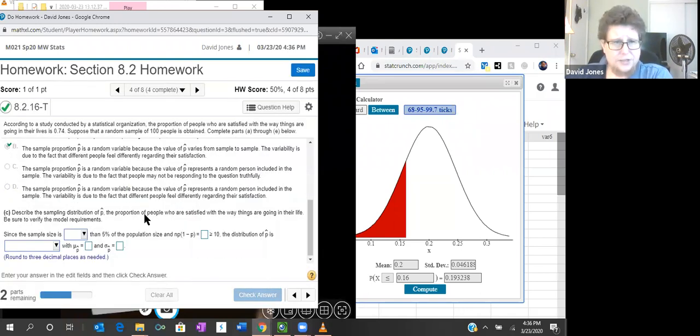All right, so describe the sampling distribution of p hat. This is where they're going to ask us, do we meet the criteria? So let's look at the criteria. Notice up above, we've got p is 0.74, n is 100. Let's calculate our stuff.